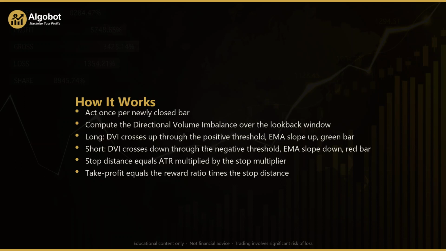The expert advisor holds just one position per magic number at a time, and it skips new entries whenever the spread is wider than the maximum spread setting, avoiding thin conditions. Once a trade is open, the stop and target manage the exit entirely. As always, this is educational only, and losses are a normal part of trading.